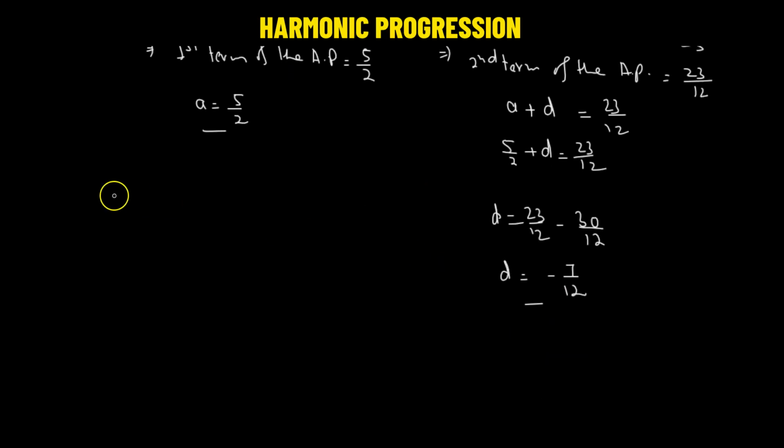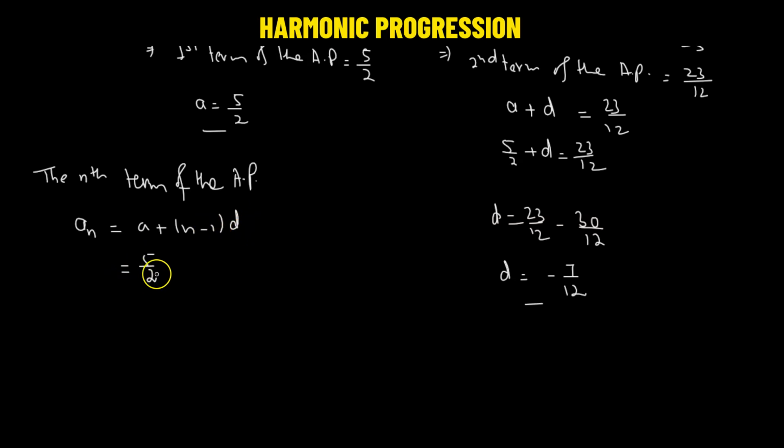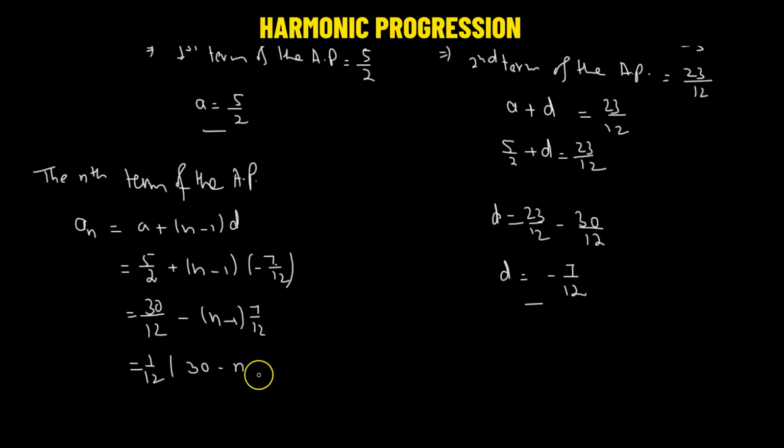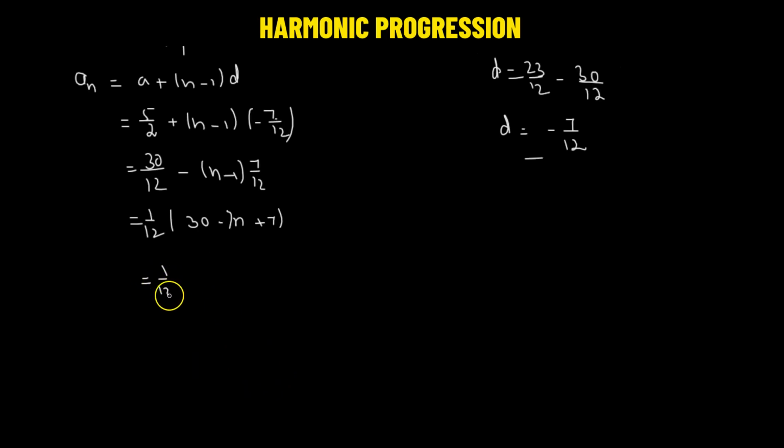To do that, we'll start by first finding the nth term of the arithmetic progression. The nth term is given by A plus n minus 1 times the common difference D. So we substitute A with 5 over 2 plus n minus 1 times negative 7 over 12. Let's rewrite 5 over 2 as 30 over 12, minus n minus 1 times 7 over 12. Taking 1 over 12 as the common factor, we have 30 minus 7n plus 7. So an is given by 1 over 12 multiplied by 37 minus 7n. This is the nth term of the arithmetic progression.